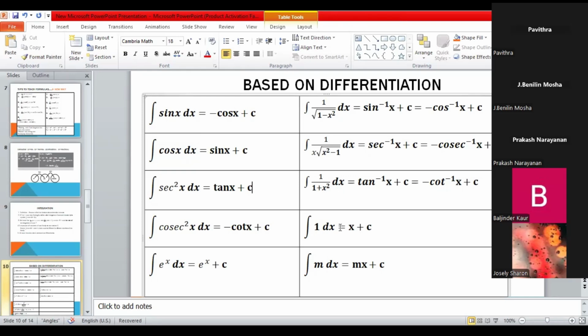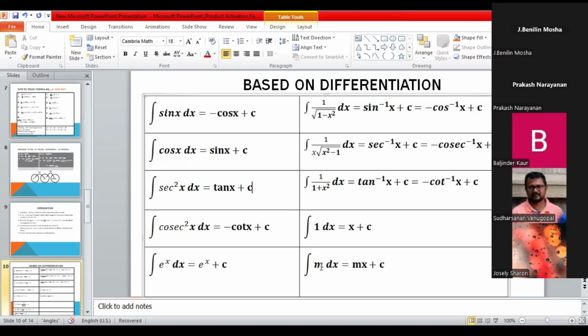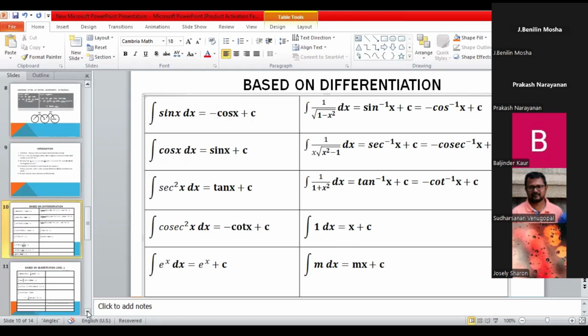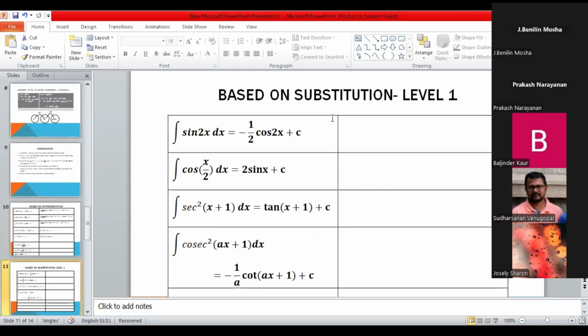And in the basics, you must explain what is the integration of 1, that is x, because differentiation of x is 1. Similarly, for any constant m, integration will be mx. So these are the basic formulas which are based on the formulas of differentiation. Now we should go for the next, that is based on substitution.